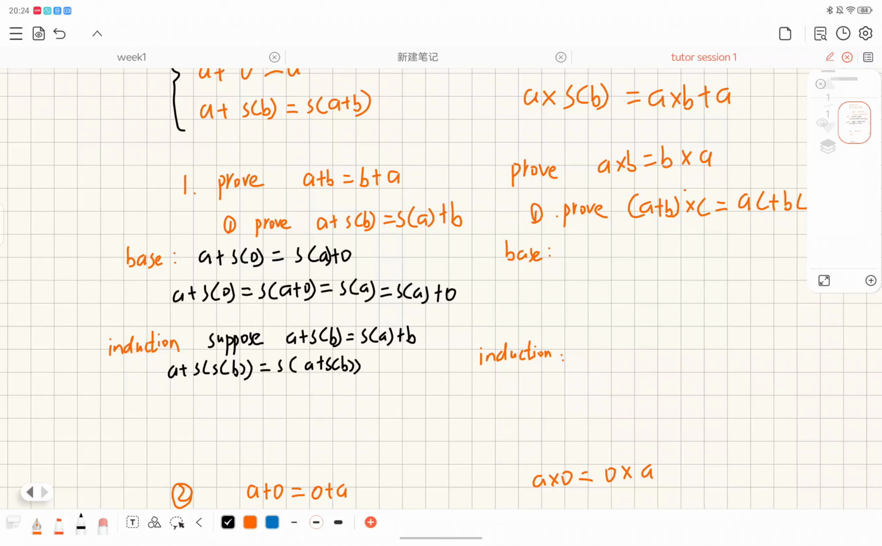And then what can we do? Here we found a plus sb, which is in our induction hypothesis. So we can change the form of it to sa plus b. And then we just reuse the definition of plus, and we get sa plus sb. And then we are done. We have proved lemma 1, which is a plus sb equals sa plus b.